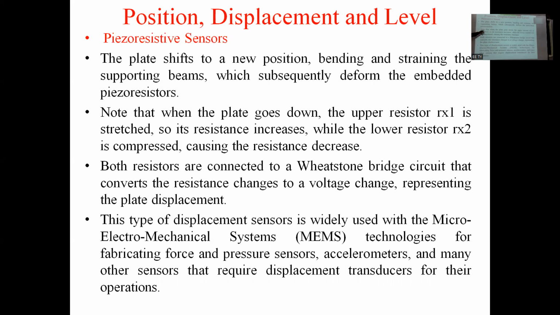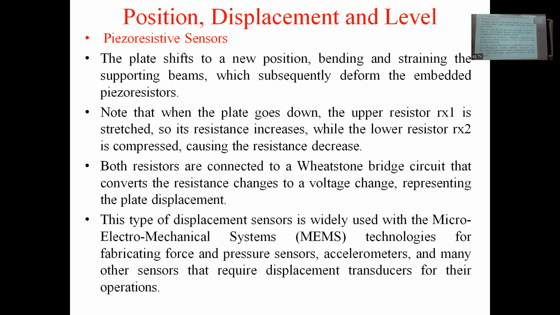सो दॅट डिफॉर्मेशन, note that when the plate goes down the upper resistance RX1 is stretched म्हणजे इलॉंगेट. अपर रेजिस्टन्स RX1 काय होतं स्ट्रेच होतं. So its resistance increases because R is directly proportional to L, or R is equal to rho L divided by A, that means resistance is directly proportional to length. If length increases, resistance increases, while the lower resistance RX2 is compressed.